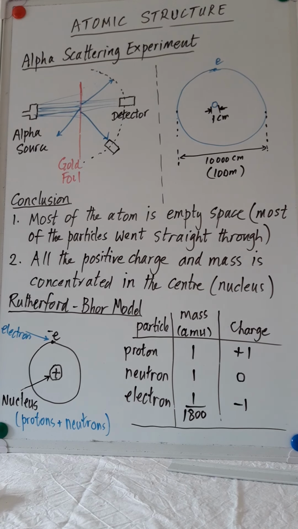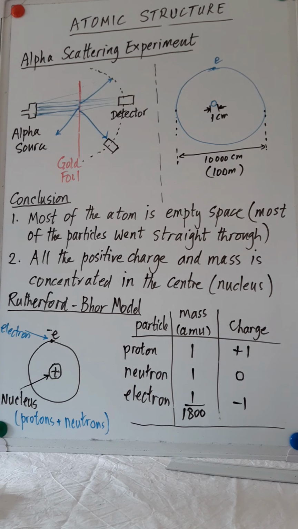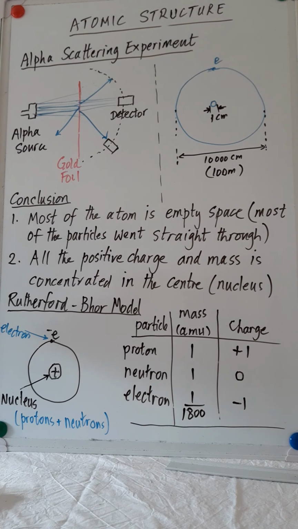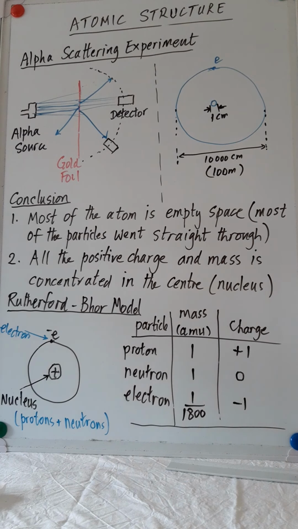In this video, we're going to talk about the atomic structure. And we're going to start off with one of the most famous experiments that was done, which showed this model of the atom. And that was the alpha scattering experiment by Rutherford and his team. Now, what they did was they took a gold foil and an alpha source. Now, alpha particles are very large particles.